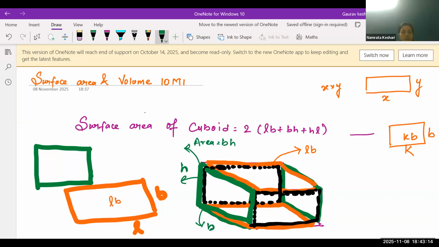Yes, ma'am. Similarly, the right rectangle's area will also be the same, B into H. Now we are left with the black one, the front one, and the back one. So far, is it making sense?